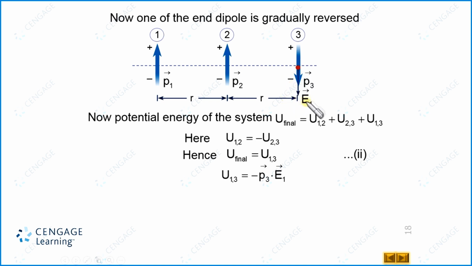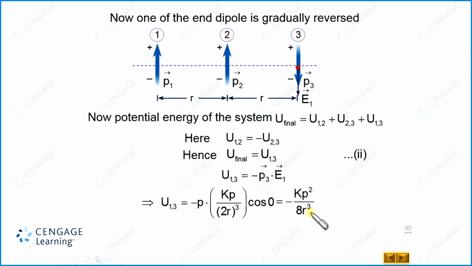And we know the formula for the electric field because of this dipole as Kp divided by (2r) to the power 3, because separation is 2r. So here we can write, and we know the angle is 0 degrees between P3 and E1 vector. So we can write this expression as minus P multiplied by E1 vector magnitude multiplied by cos 0, right? That means it is equal to Kp square divided by 8r cube. This is the total potential energy at final configuration.